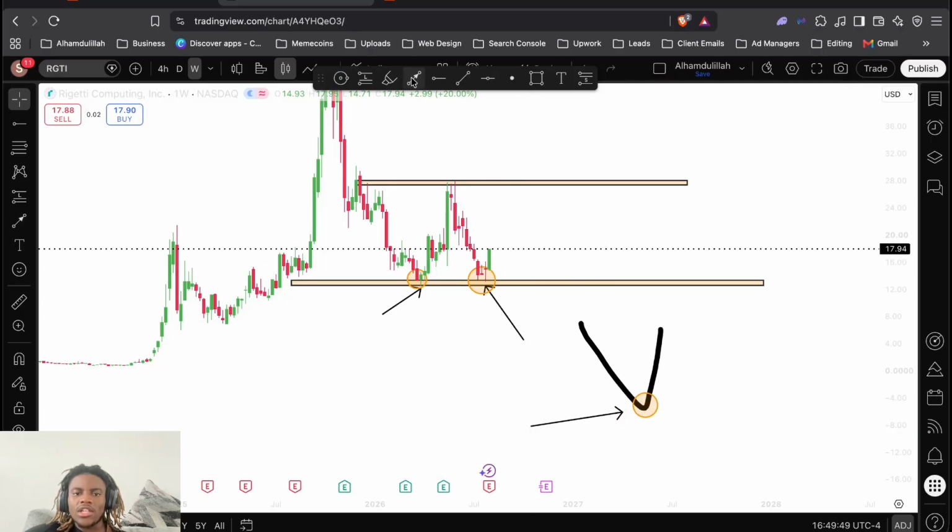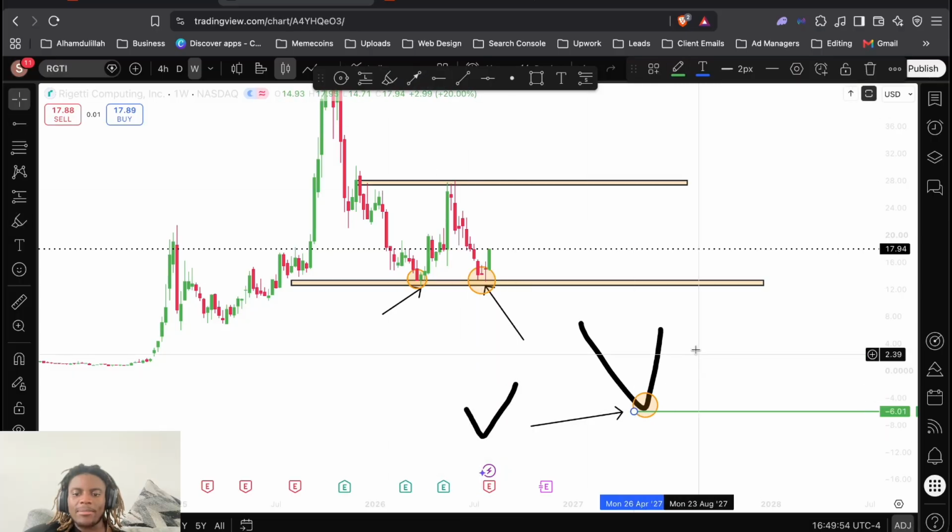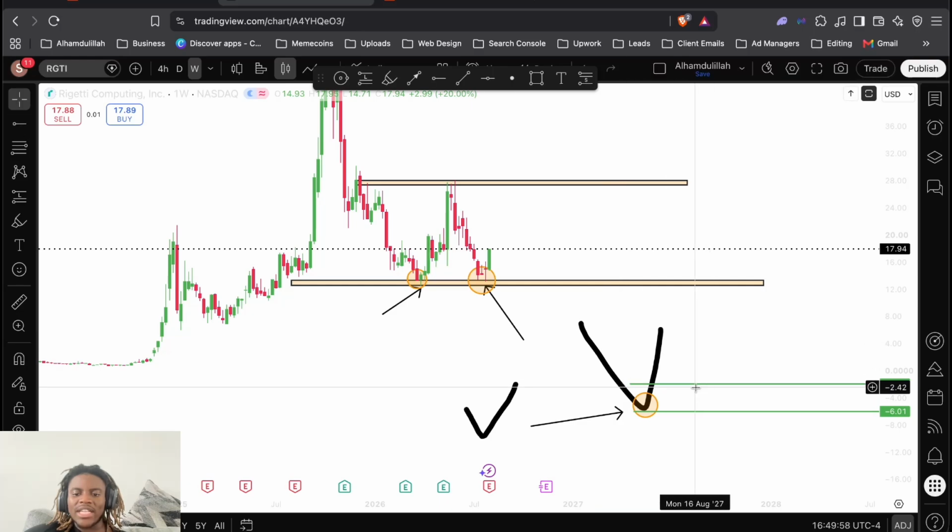Okay, you're always going to try and enter at the bottom of the V or as close to it as possible. Your entry is either going to be at the bottom of the V or a little bit above the bottom of the V, kind of where this green line is here.